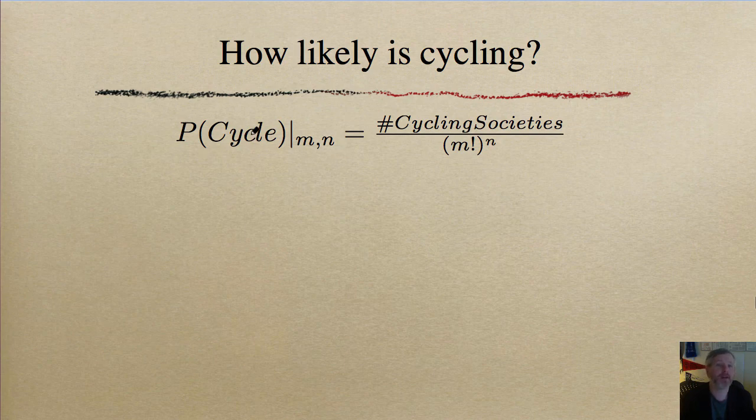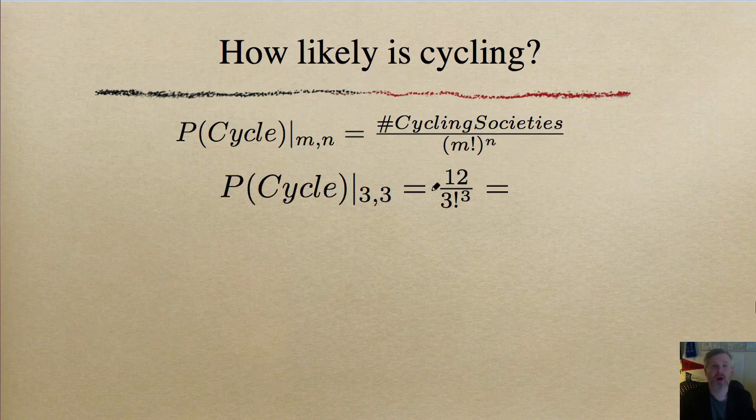The probability of a vote cycle given M alternatives and N voters equals the number of cycling societies, which I would give you, over M factorial to the N. Okay? So for the probability of a cycle when you have 3 alternatives and 3 voters equals, I told you that there were 12 of them, 12 cycling societies, again, I'll give you that, is 3 factorial to the 3rd.